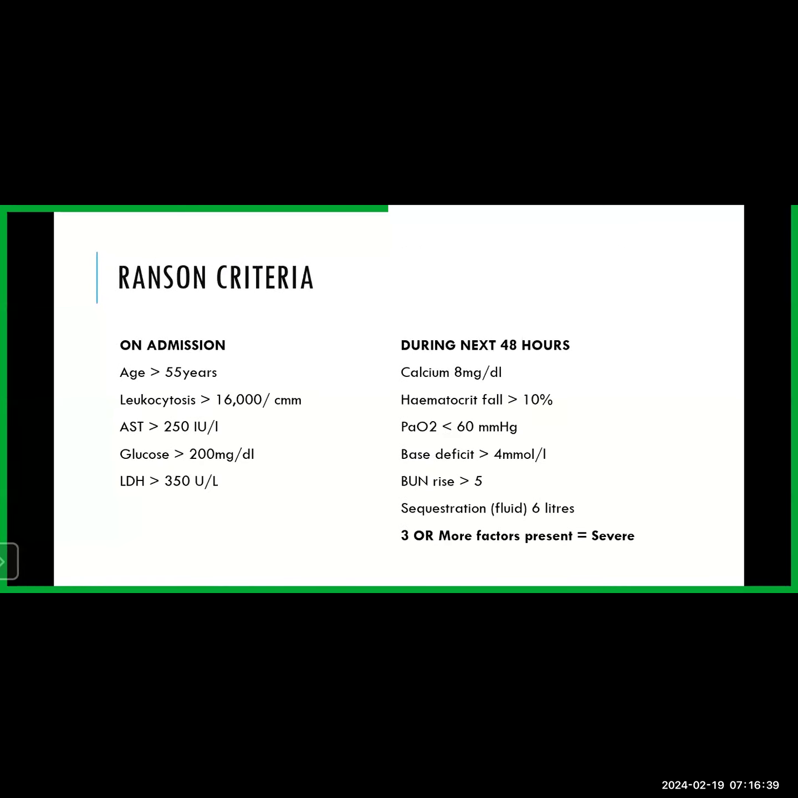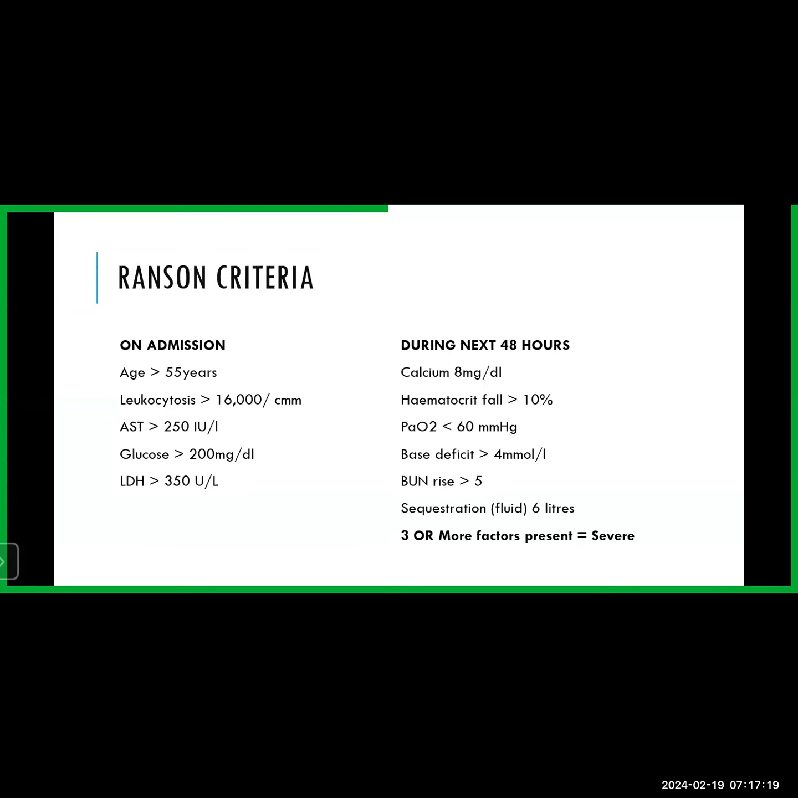So Ransom criteria, it's done both on admission and then assessed 48 hours after. On admission, if the patient is greater than 55 years, leukocytosis greater than 16,000, AST levels greater than 250 international units per liter, glucose greater than 200 milligrams per dl, lactate dehydrogenase of greater than 350 units per liter. A score of 1 is given to each. And if we have 3 or more factors present, then the patient has severe acute pancreatitis.